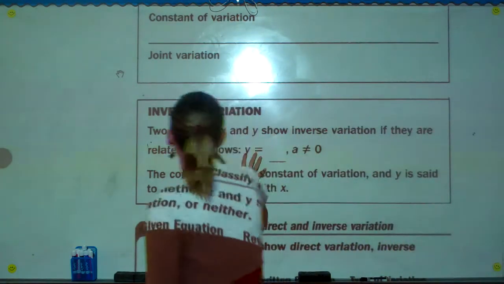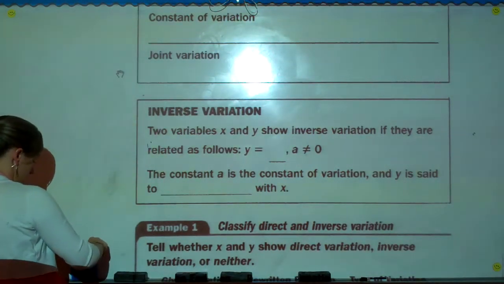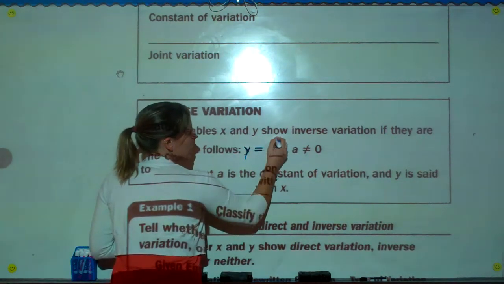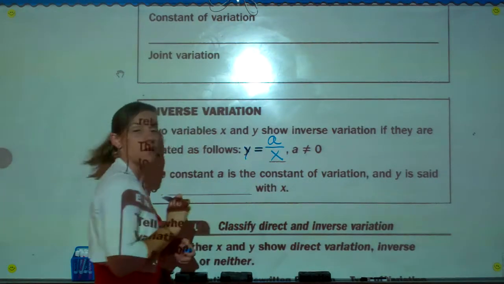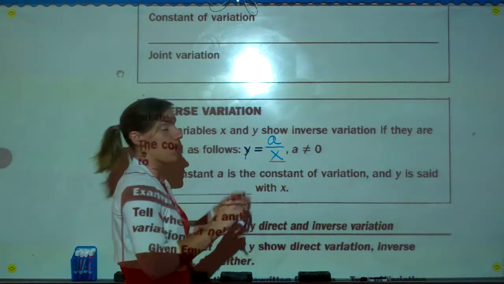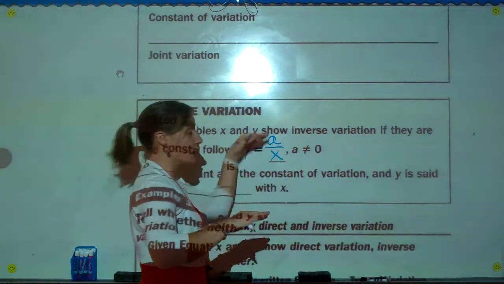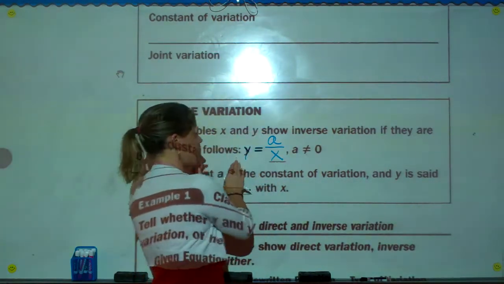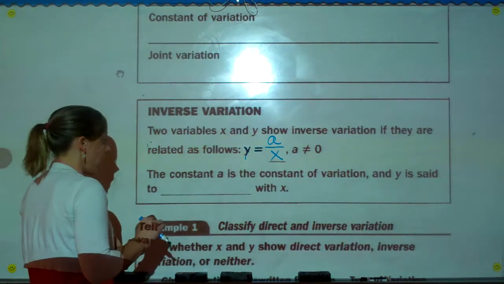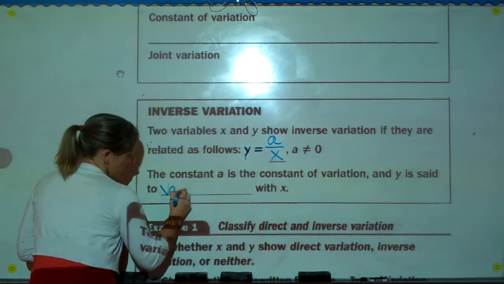Alright, so we already said that the formula for inverse variation is y equals a over x. Okay, so it's a division problem instead of a multiplication problem. The number that you're given for x divides the numerator, so this becomes smaller and smaller, it becomes a fraction, okay? The constant a is the constant of variation, and y is said to vary inversely. That's a lot of times the phrase you would hear.